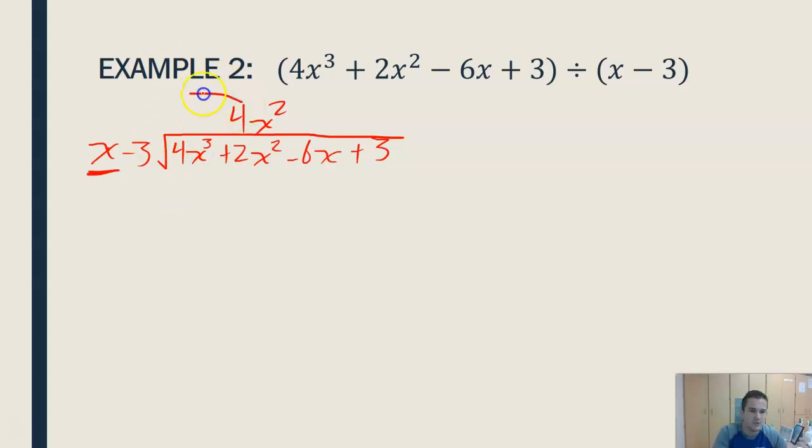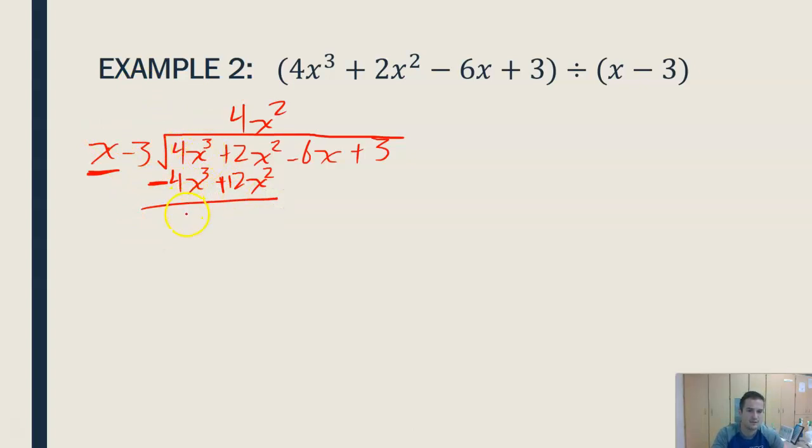Now I need to multiply this term by both of these terms. So 4x squared times x is 4x cubed. 4x squared times negative 3 is negative 12x squared. And I write those terms underneath the terms that match with them, 4x cubed and 12x squared. My next step is I need to subtract or change the signs. So I'm going to go ahead and change the signs here.